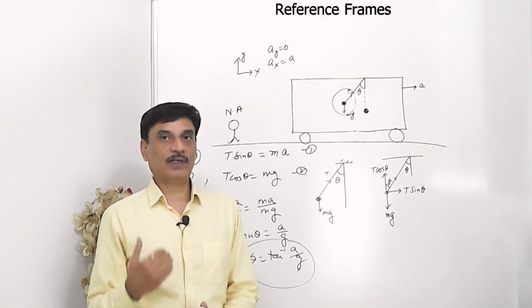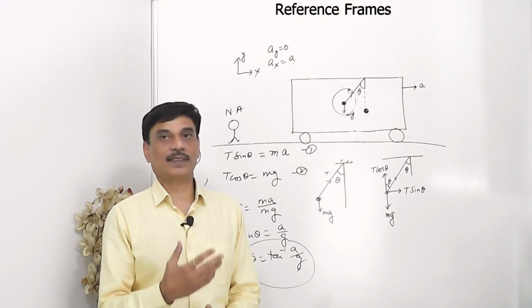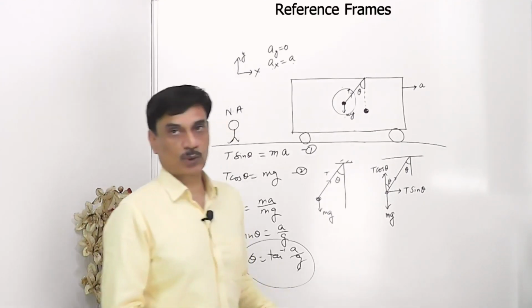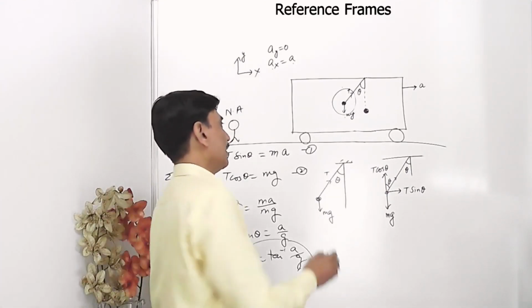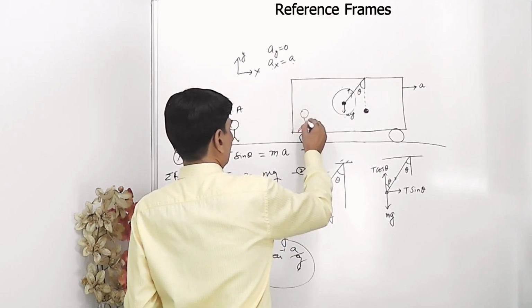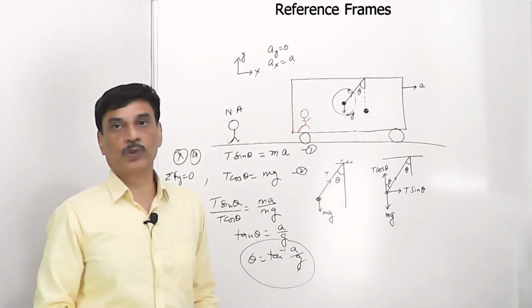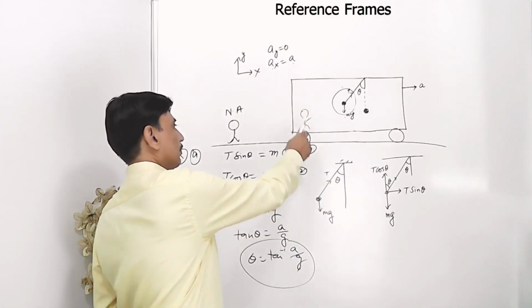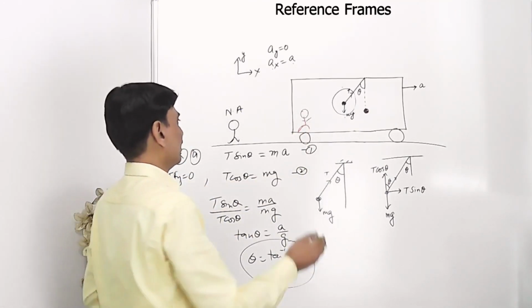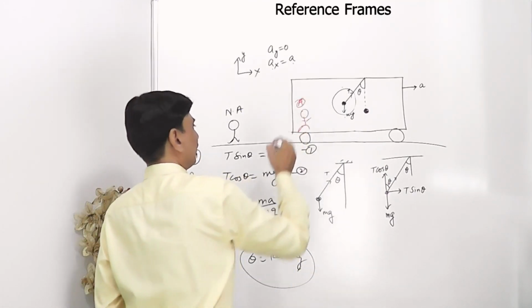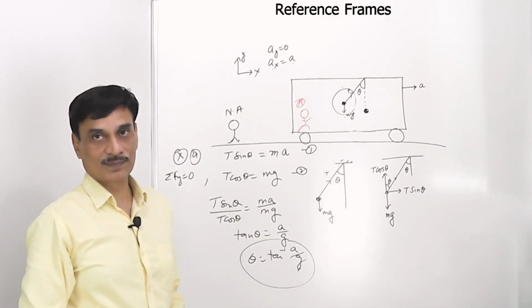Now what if our observer is in an accelerating reference frame? He is accelerating. So if the observer is accelerating, let's put him over here. Now this is the observer, and he is going to write the equations. So this is an accelerating observer, or an accelerating reference frame.